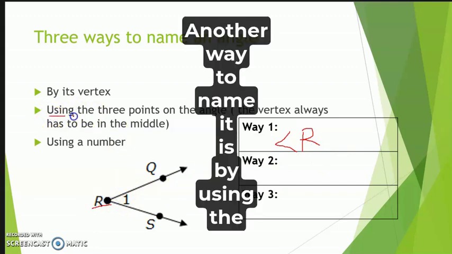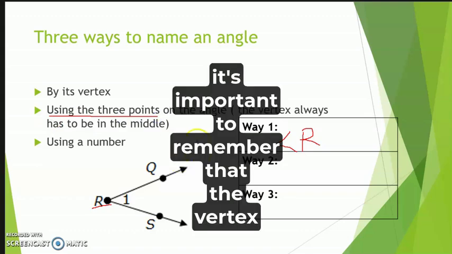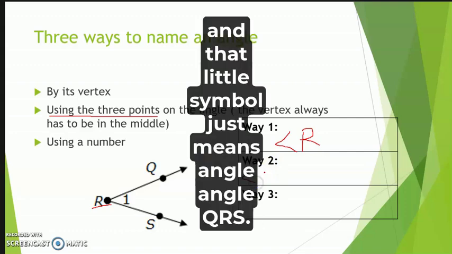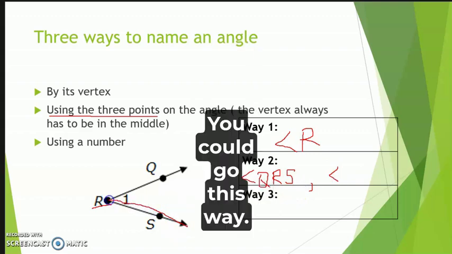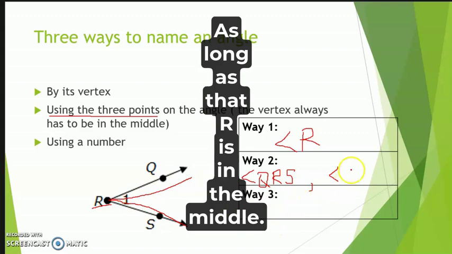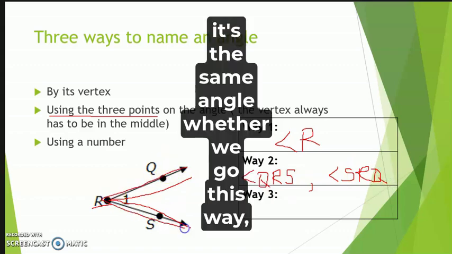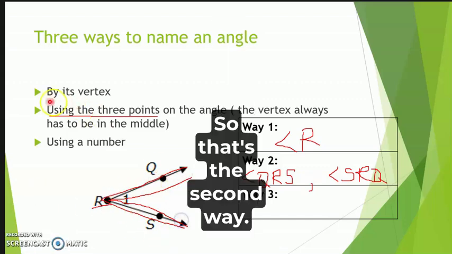Another way to name it is by using the 3 points on the angle. Now it's important to remember that the vertex always has to be in the middle. Okay, so we could do angle, and that little symbol just means angle, angle Q, R, S. Now you could also do the opposite direction. You could go this way. As long as that R is in the middle, you can do angle S, R, Q. Because, right, it's the same angle whether we go this way or it's the same angle whether we go down. Okay, so that's the second way.